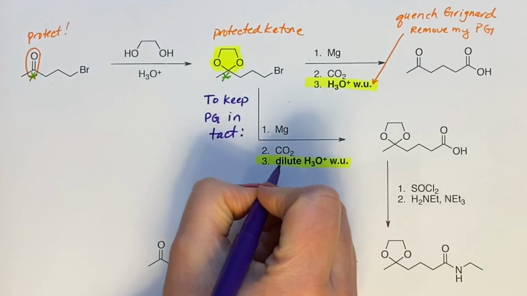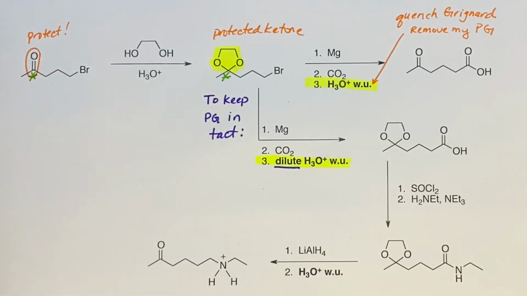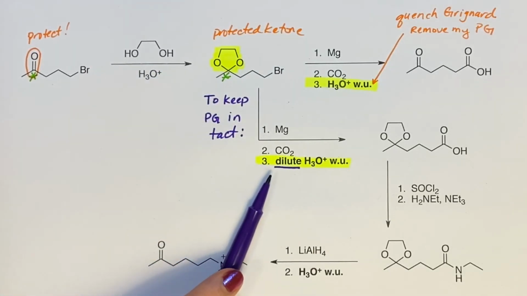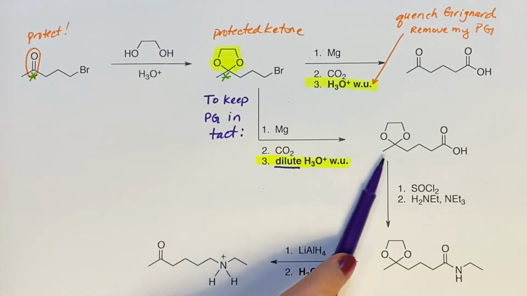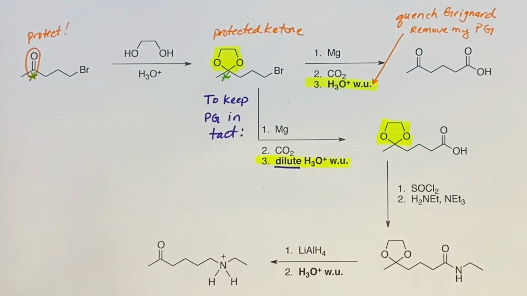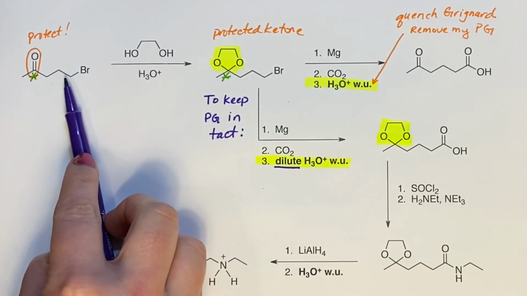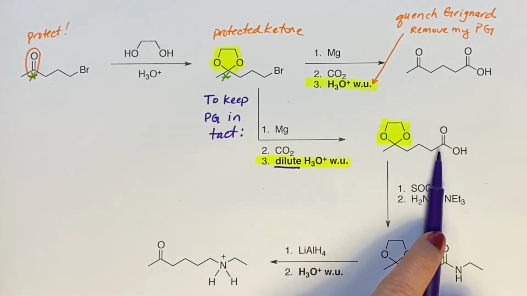The emphasis here is on the fact that this acid workup is dilute. That means it's going to have enough protons around to kill that Grignard reagent, but we're not going to have sufficiently acidic conditions in order to remove that ketal. So in this case, under the dilute acidic workup conditions, my ketal remains intact. But what I have done is I have taken this carbon that originally had the bromide, and I now added a carbon to that carbon chain, and I have a carboxylic acid functional group.